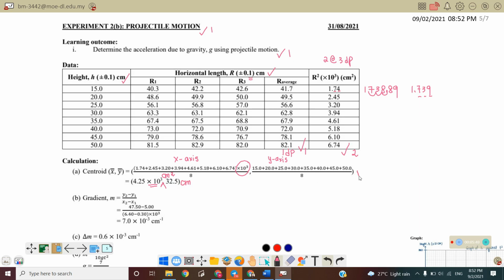Okay, so if you correct this one, substitute all correctly, you will get 1 mark. And the answer, the centroid for x and also y axis, correct value and with the correct unit, you will also get 1 mark. Okay, next we go to plotting the graph.